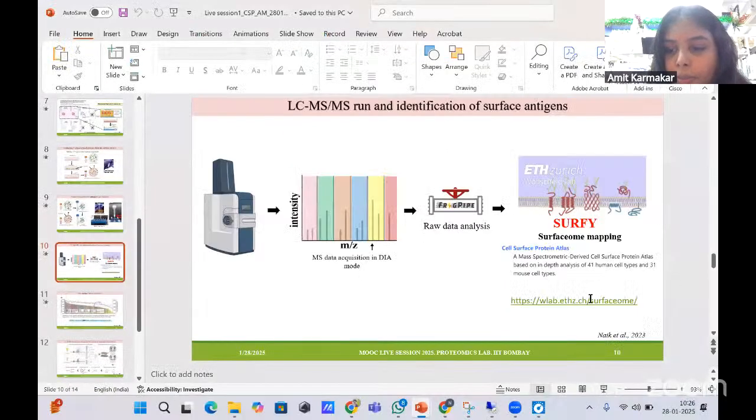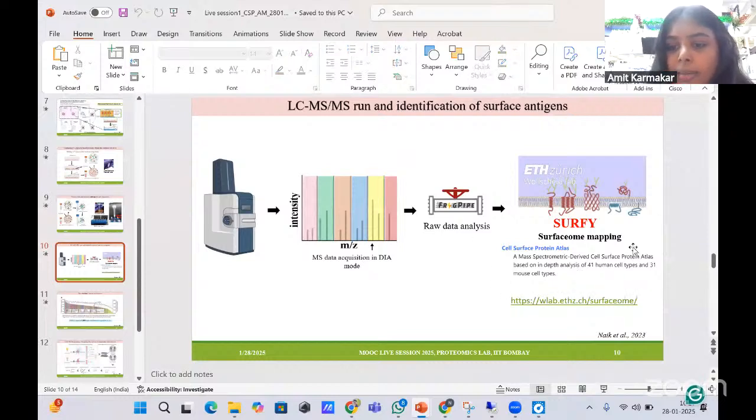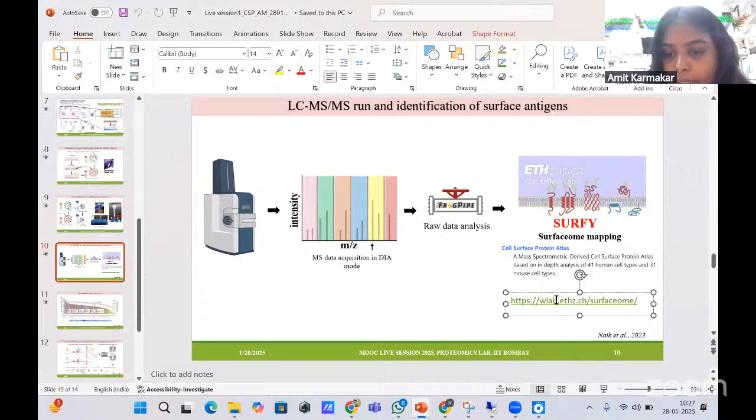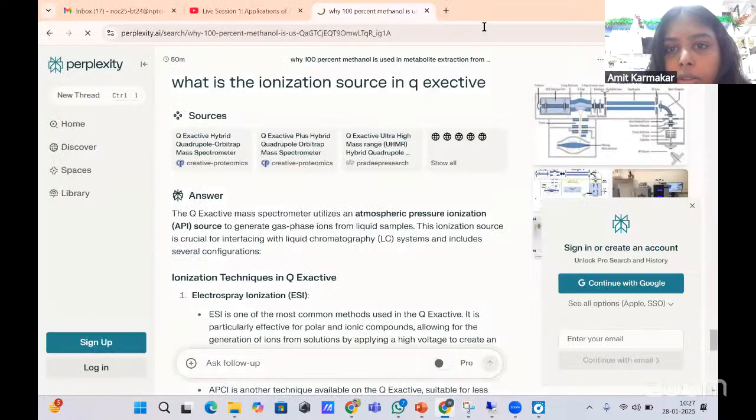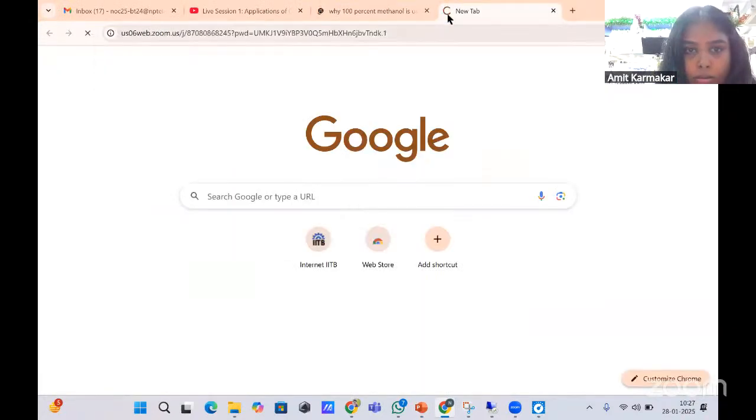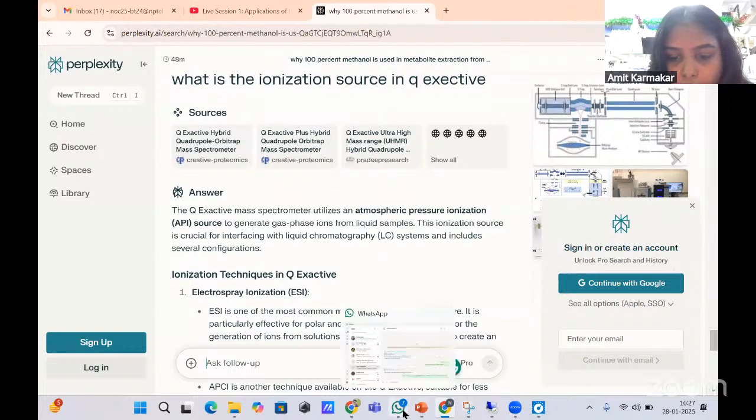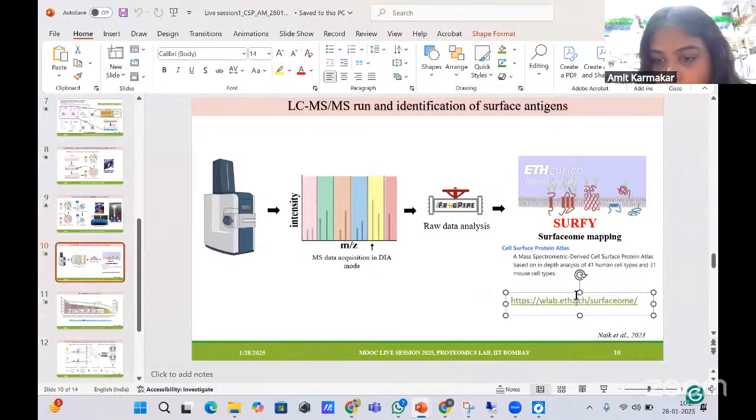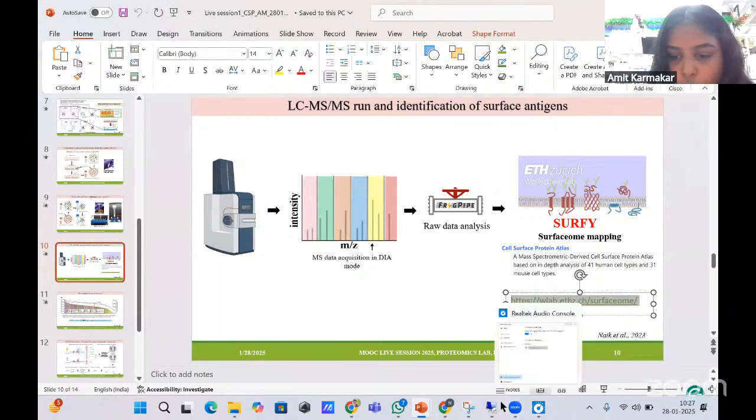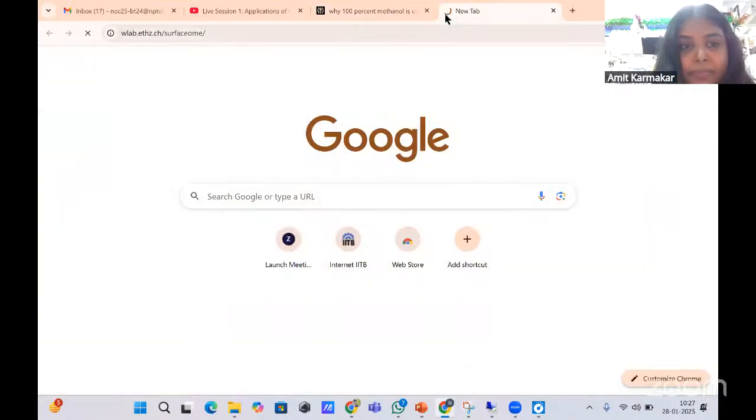For that purpose, you use a database called SURFY. This database is built for the surfaceome mapping. Let me show you a little bit of how the website looks like. So if this link opens, I'd be able to show you how you can actually visibly show the database.